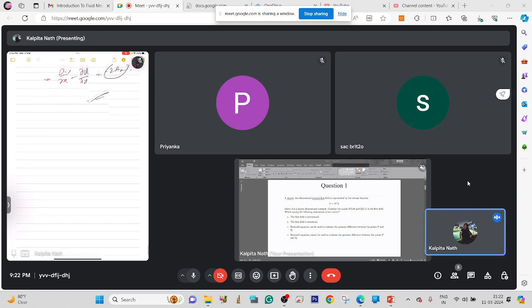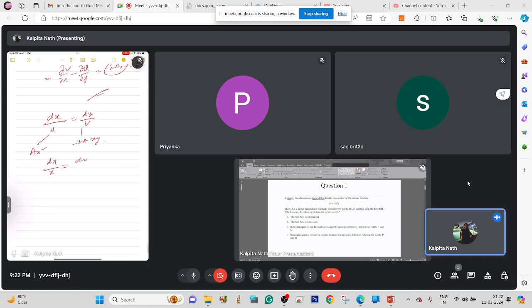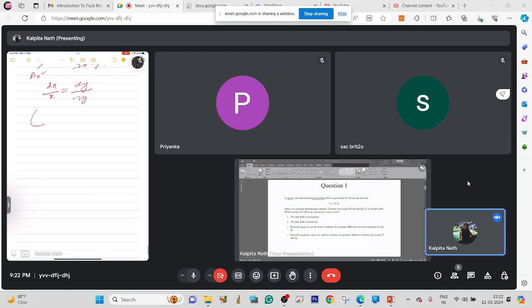Another thing is that we need to check the stream function, like stream equation, whether it is valid or not. So we'll find out first the stream equation. So stream equation is dx upon u is equal to dy upon v. So u means ax square and v means minus 2axy. So dx upon x is equal to dy upon minus 2y. If we solve this, after integrating we'll get x root y is equal to constant.